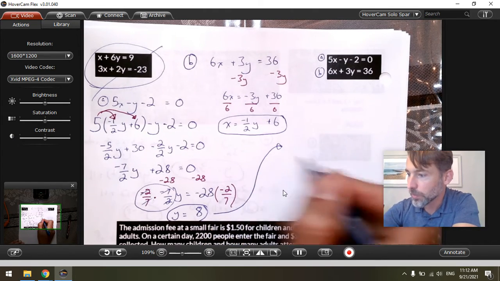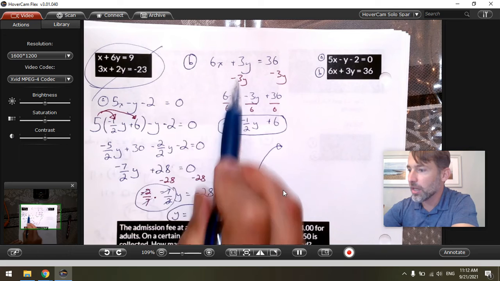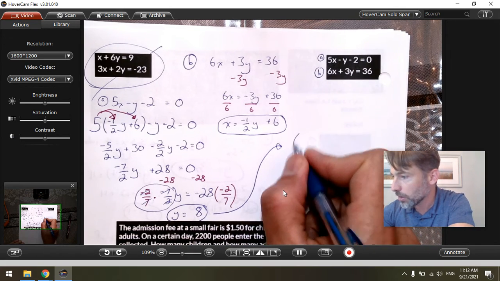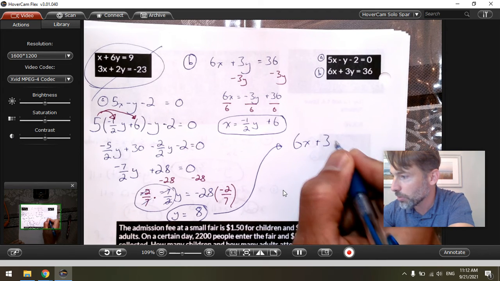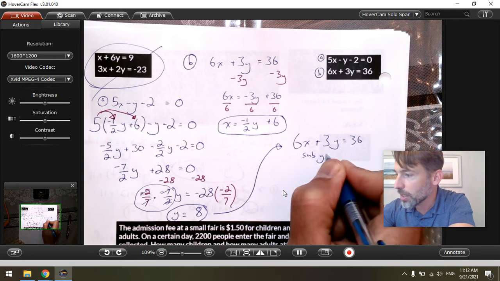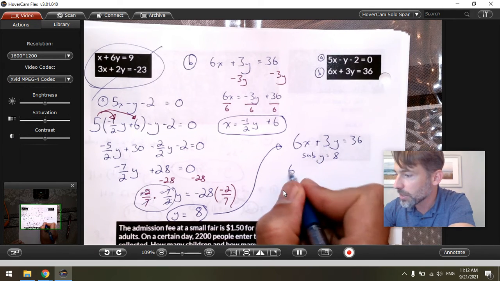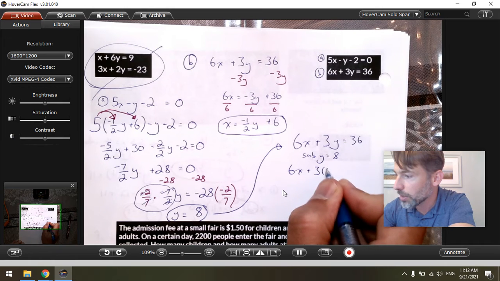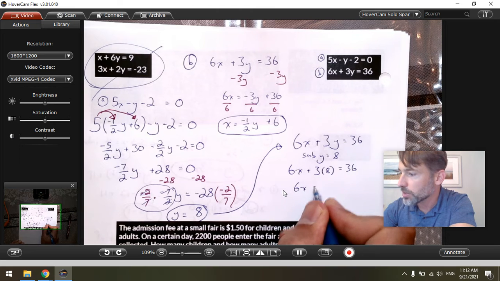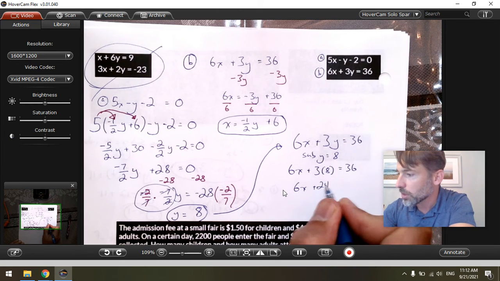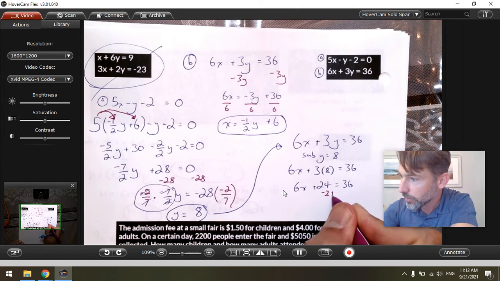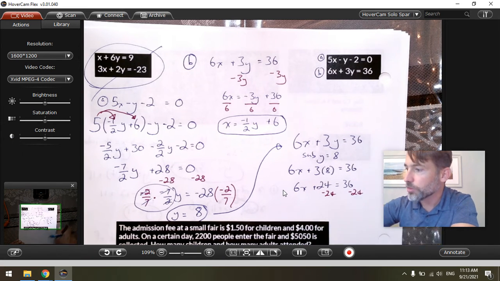Okay. So I'm going to substitute that into either a or b. Let's choose the unmodified b for fun, because that's super fun. Okay, 6x plus 3 multiplied by y equals 36. Sub y equals 8. 6x plus 3 multiplied by 8 is equal to 36. 6 times x plus 3 times 8 is 24 equals 36. Subtract 24 from both sides. Leaves me x is equal to 2.